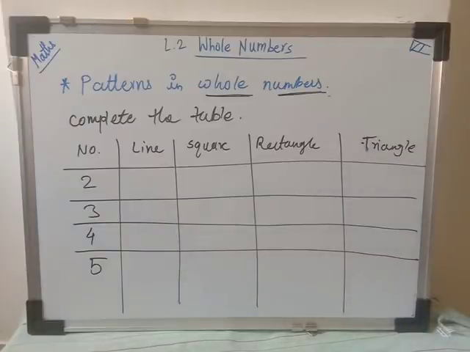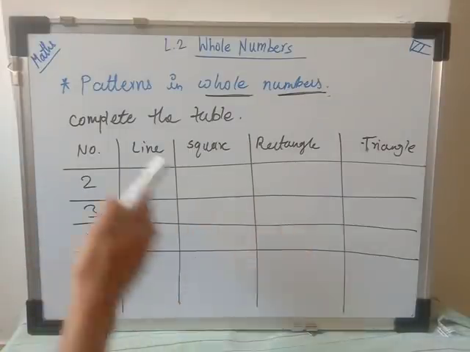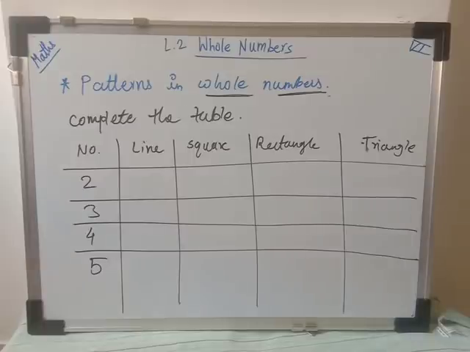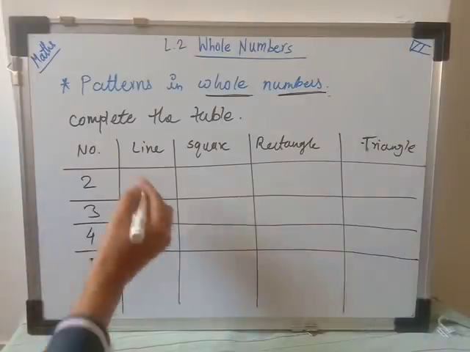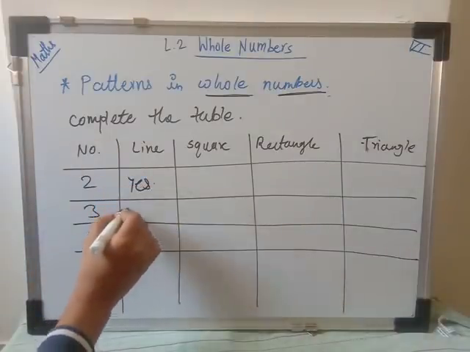You have to open page number 42 of your maths textbook, and above you can see the table where 13 whole numbers are there, from 2 to 13, and you have to write over there whether we can make a line, square or rectangle of these numbers or not. Here they have started from 2. As I told you, except 0 and 1, for all other numbers we can make lines. So we can say yes, we can make lines of these numbers.